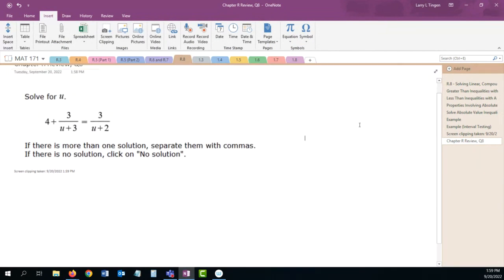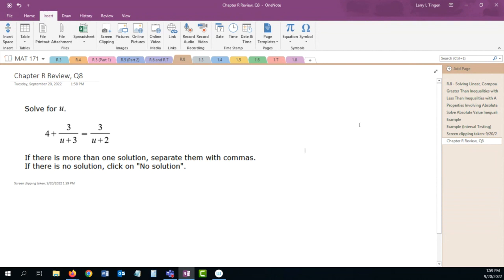Let's make it large. Solve for U. If there's more than one solution, separate them with commas. If there's no solution, click no solution. All right.